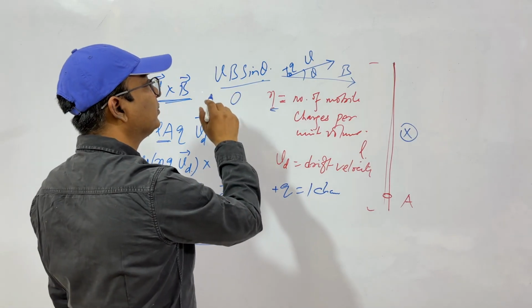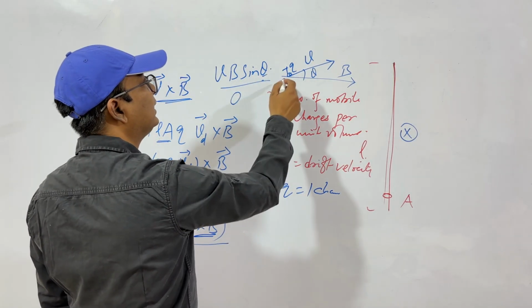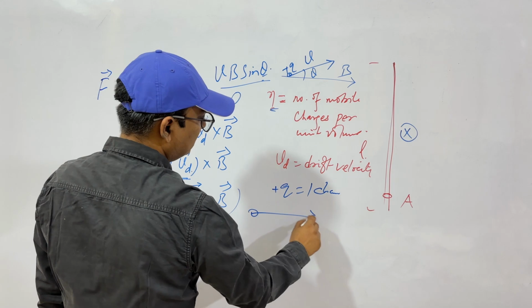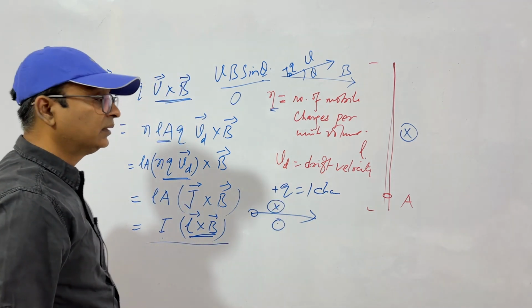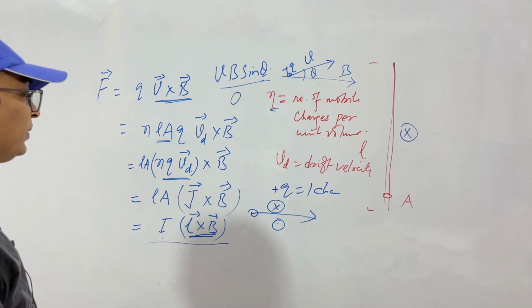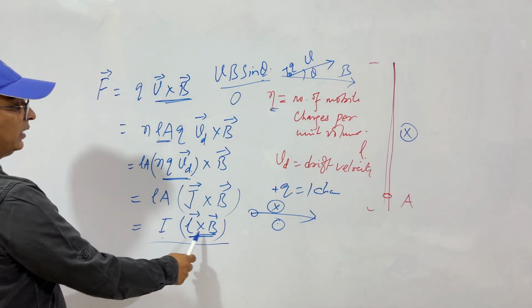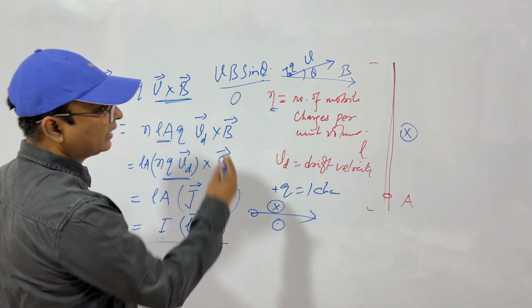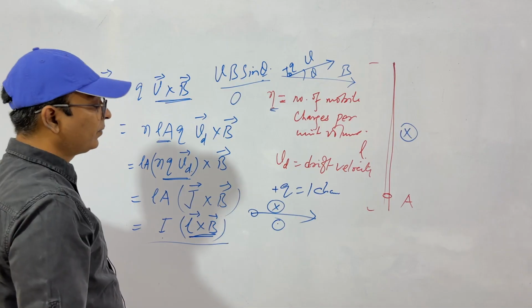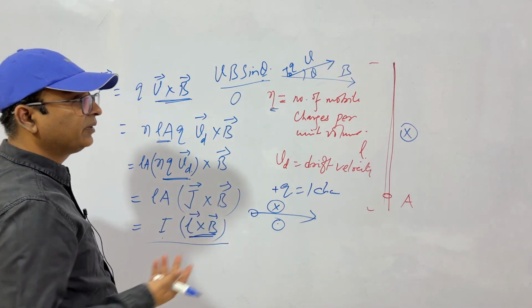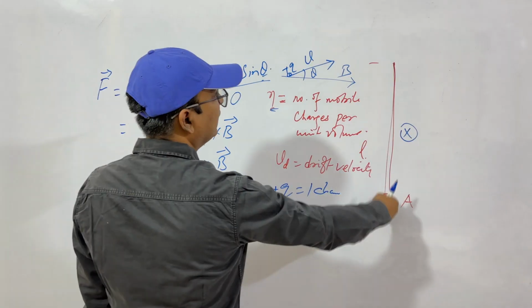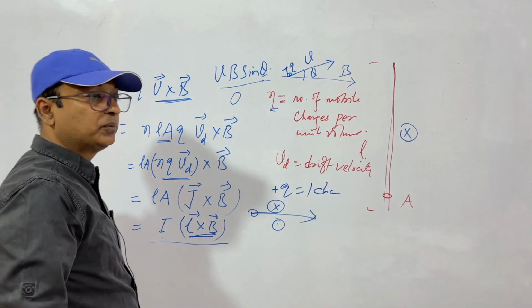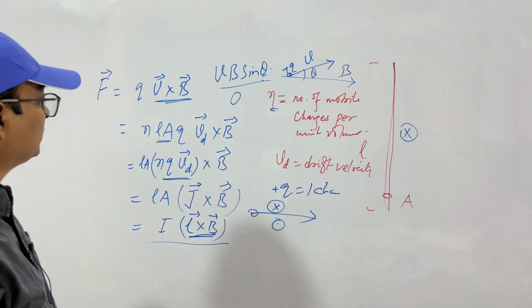Where will it be maximum? It will be maximum when theta is 90 degrees. That is, if velocity is this and the field is this, then only this magnetic force will be maximum. Similarly here, L cross B. If L and B are in the same direction, the force experienced by this conductor will be 0. But if L and B are 90 degrees to each other, then it will experience maximum force.